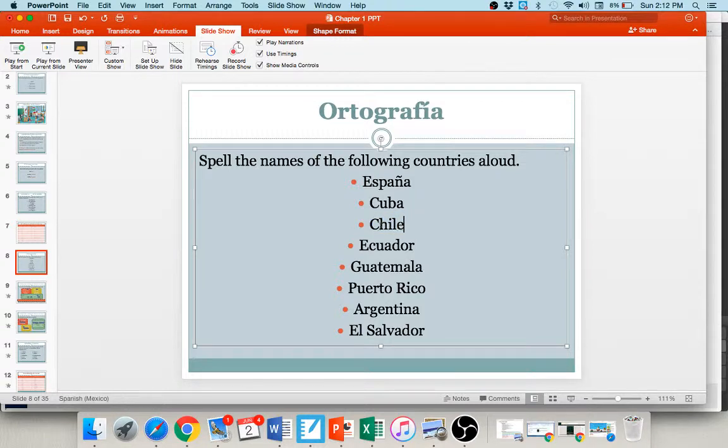If you wanted to spell this out, you would say Chile, C-H-I-L-E, or Cuba, C-U-B-A, or España, Spain, E-S-P-A-N-A. You can go through and spell out each of these letters.